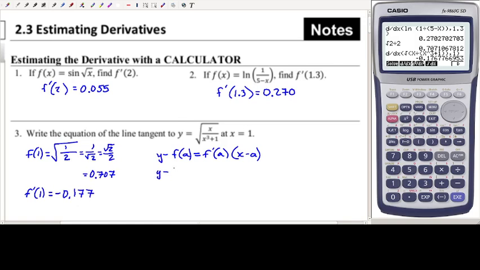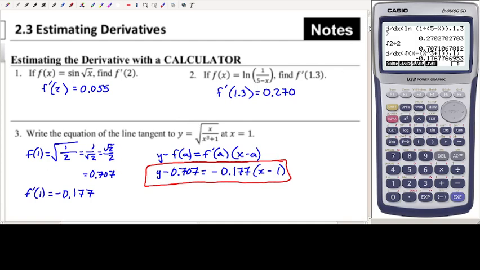So y minus 0.707 equals negative 0.177 times x minus 1. And there you have it. After all that work is the equation of my tangent line. So again, calculator, helpful to find the slope of your tangent line at a given point. Useful? I think so.